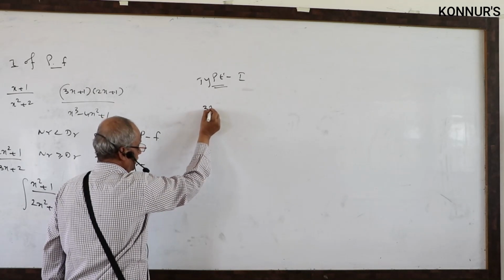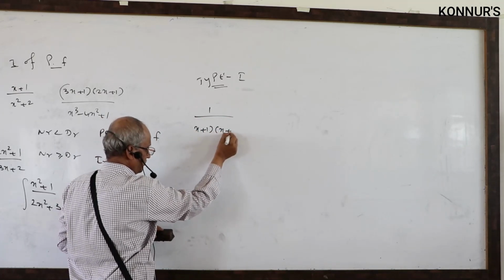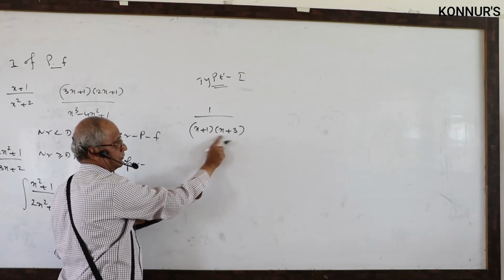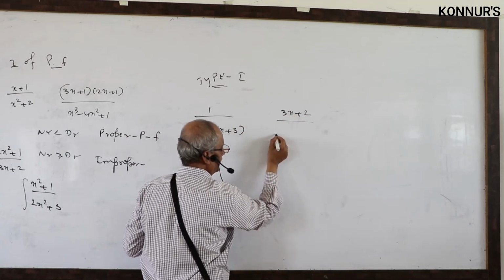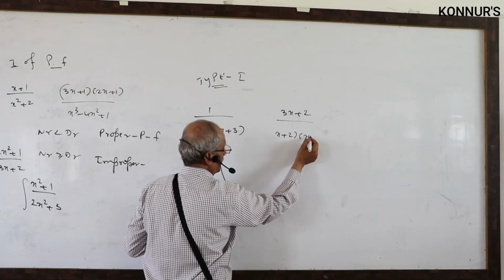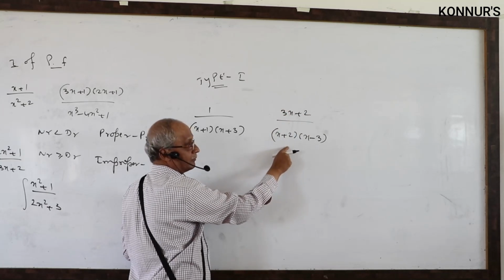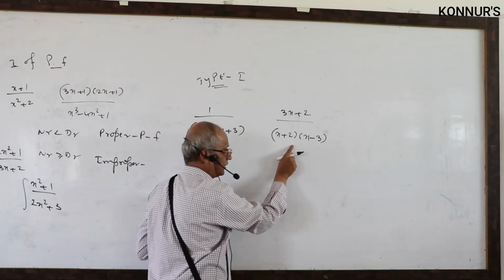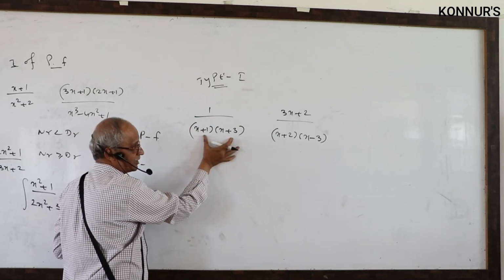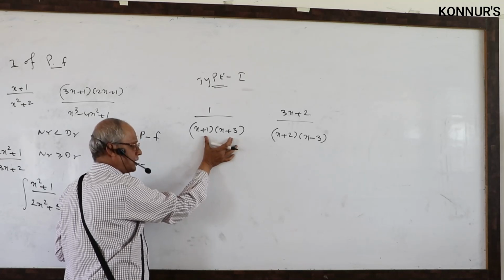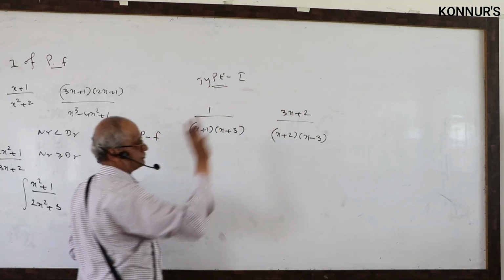Now, what is type 1 here? Suppose the numerator is 1 only and the denominator is x plus 1 into x plus 3, two linear factors. Or the numerator can be any linear function: x plus 2 into x minus 3. Degree is 1, degree is 2. Proper. Either this variety or this variety. Any time the denominator contains two linear factors, three linear also okay, but linear factors only. The numerator may be 1 or one function.